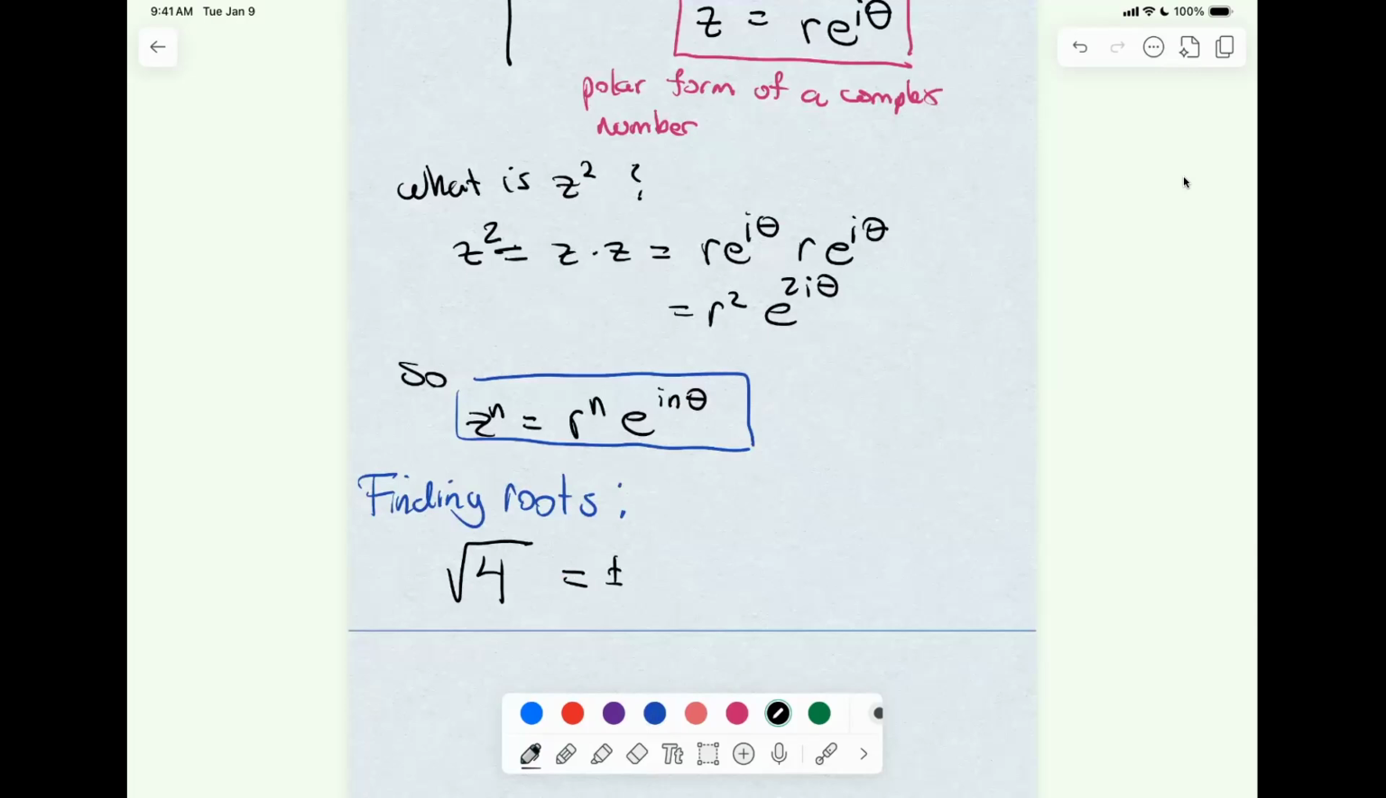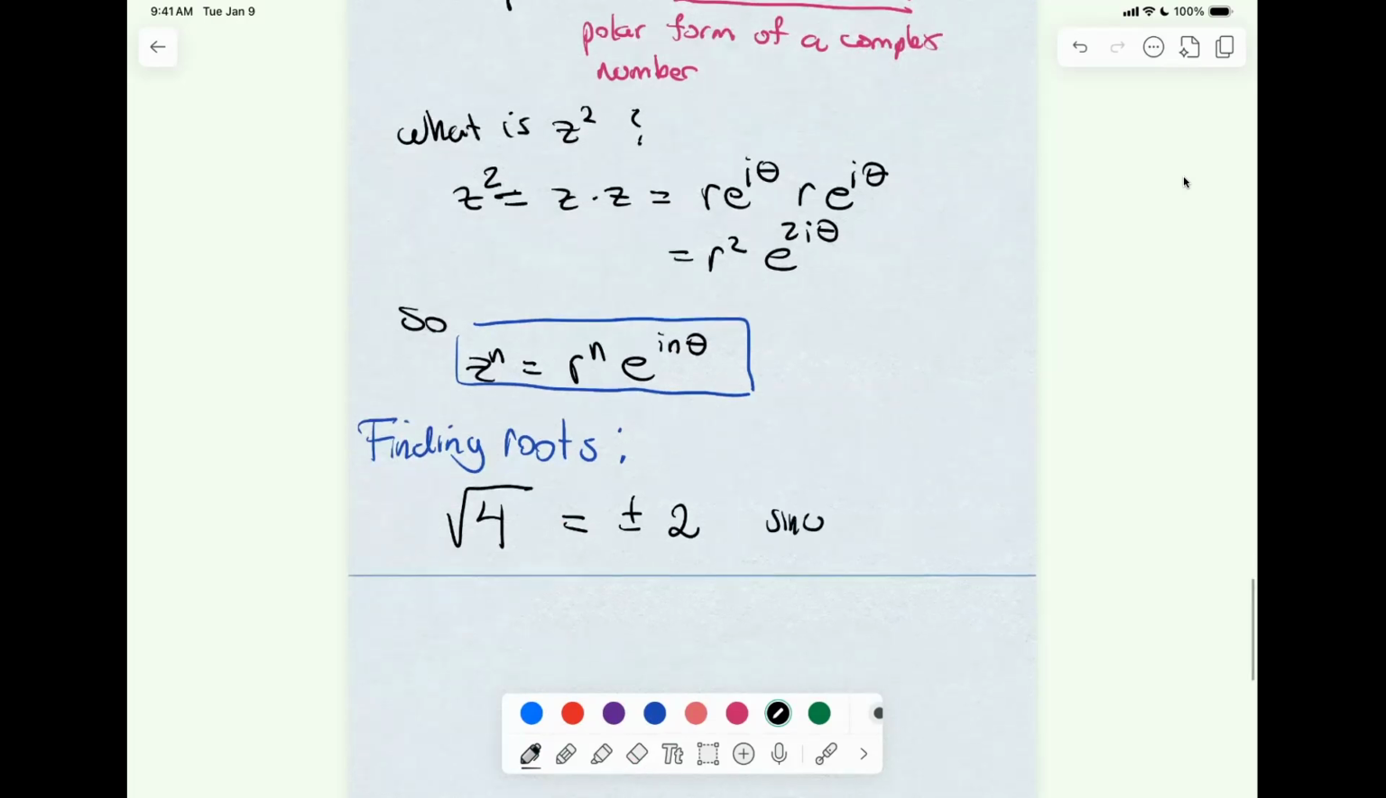Because the usual convention is just to keep the positive solution, but in reality there were 2 choices, because these 2 numbers squared give 4, since plus or minus 2 squared equals 4. It's kind of nice in this case: you are taking a square root, and then there are 2 options.